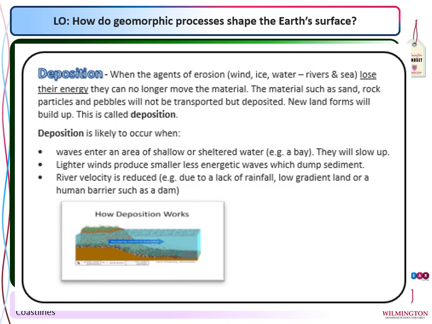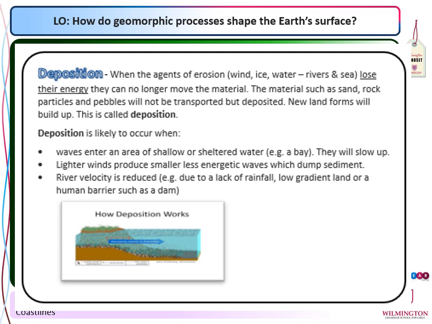Finally, we'll look at deposition. Deposition is all to do with dumping or setting down of material. And for this to happen, you have to have a loss of energy because, as I said to you, erosion happens when there's lots of energy. That is the most energy intensive process because you have to have energy to erode and to smash things up and break things down. You also therefore have to have quite a lot of energy to move things along, to transport things around. And when you lose that energy, that's when stuff gets dumped.